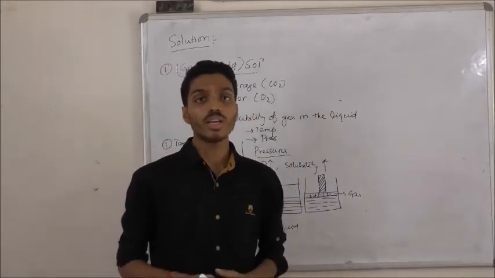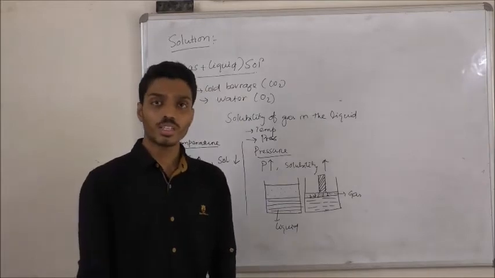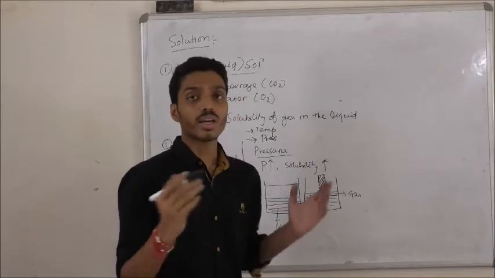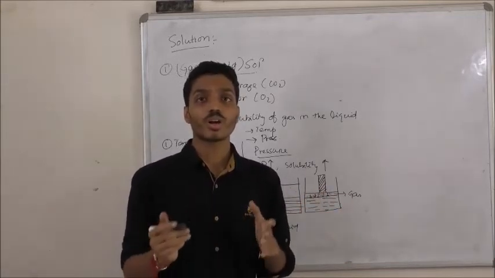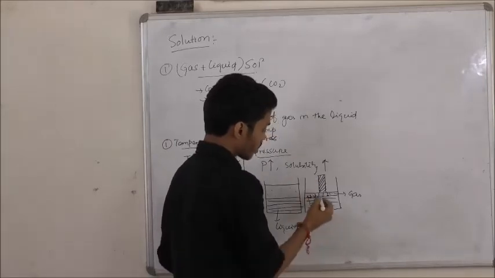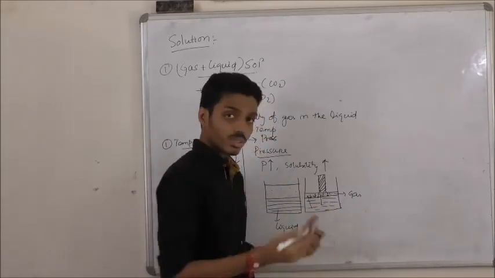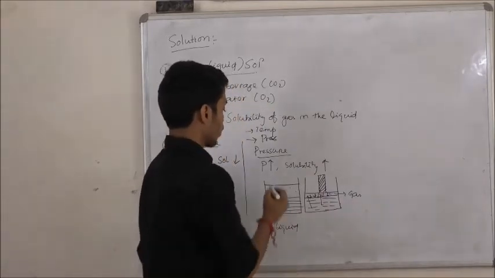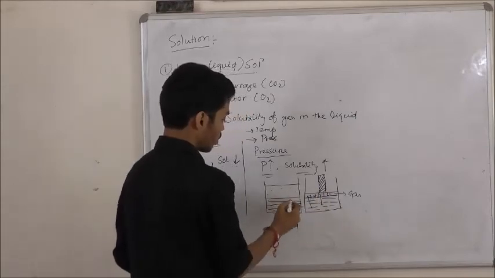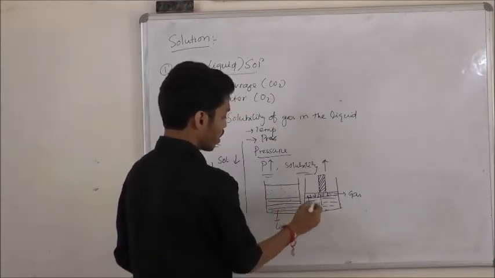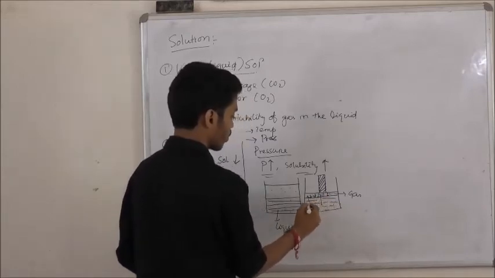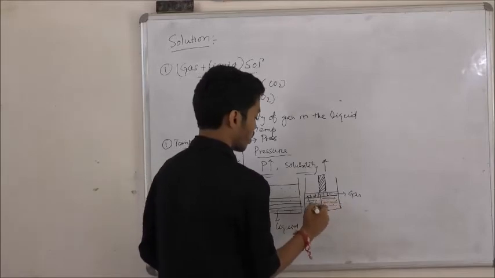That means solubility increases, and it increases until a dynamic equilibrium is achieved. What is dynamic equilibrium? It means the rate of gaseous molecules going out of the solution is the same as the rate of gaseous molecules coming into the solution. So finally, when pressure increases, solubility increases. At high pressure, a larger number of gas molecules will be soluble.